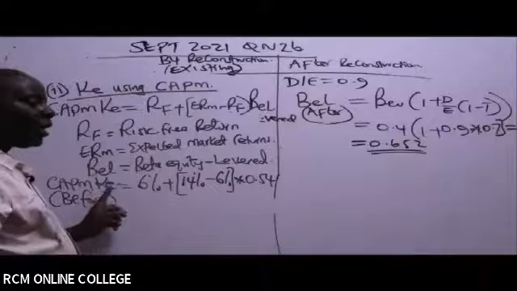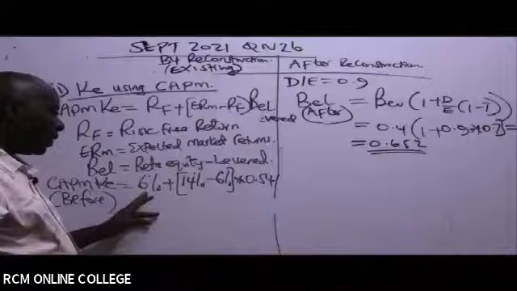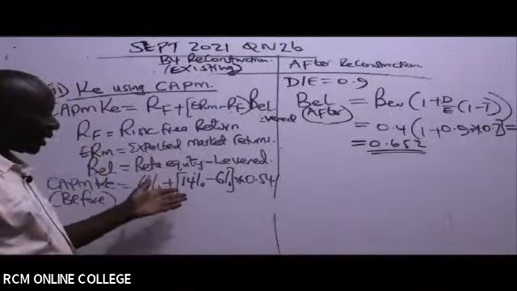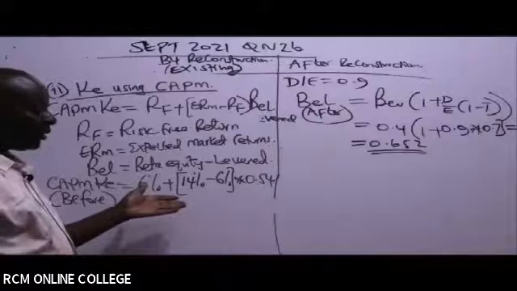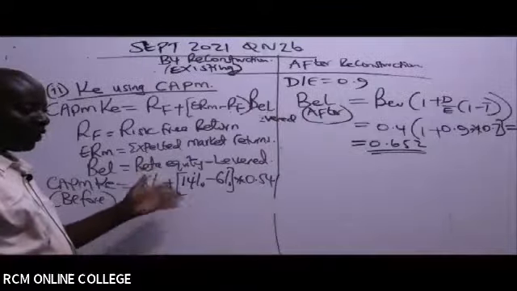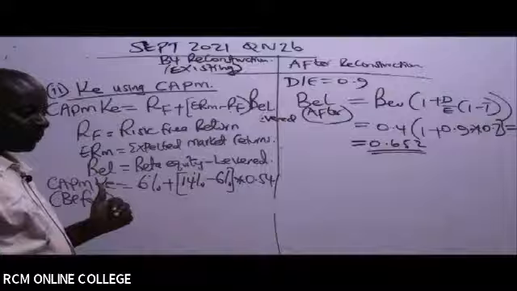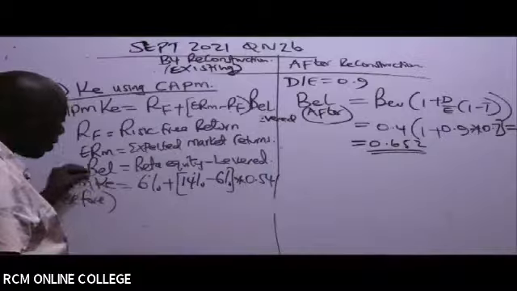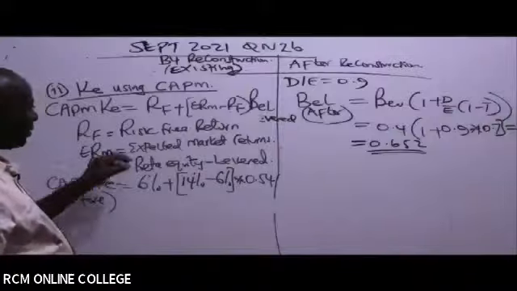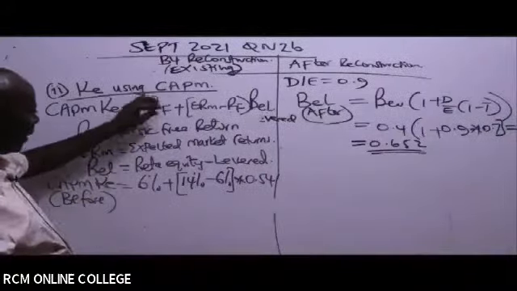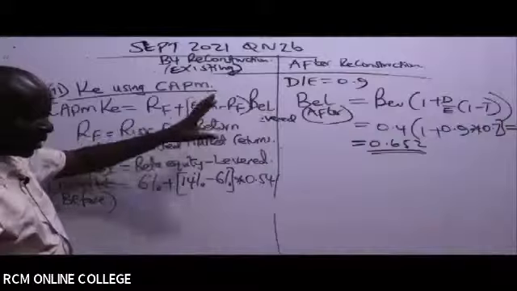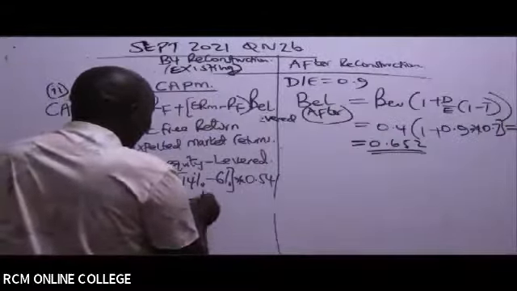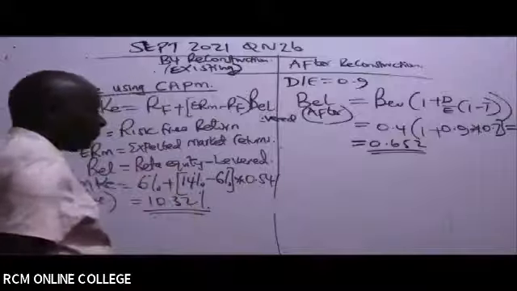So can you kindly take your calculator and punch there 6 plus, open brackets, 14 minus 6, close, times 0.54, in order to get this capital assets pricing model cost of equity. You can see my capital assets, they are risk-free assets and risky assets. So we are getting 10.32%, if you wish, you write like that.